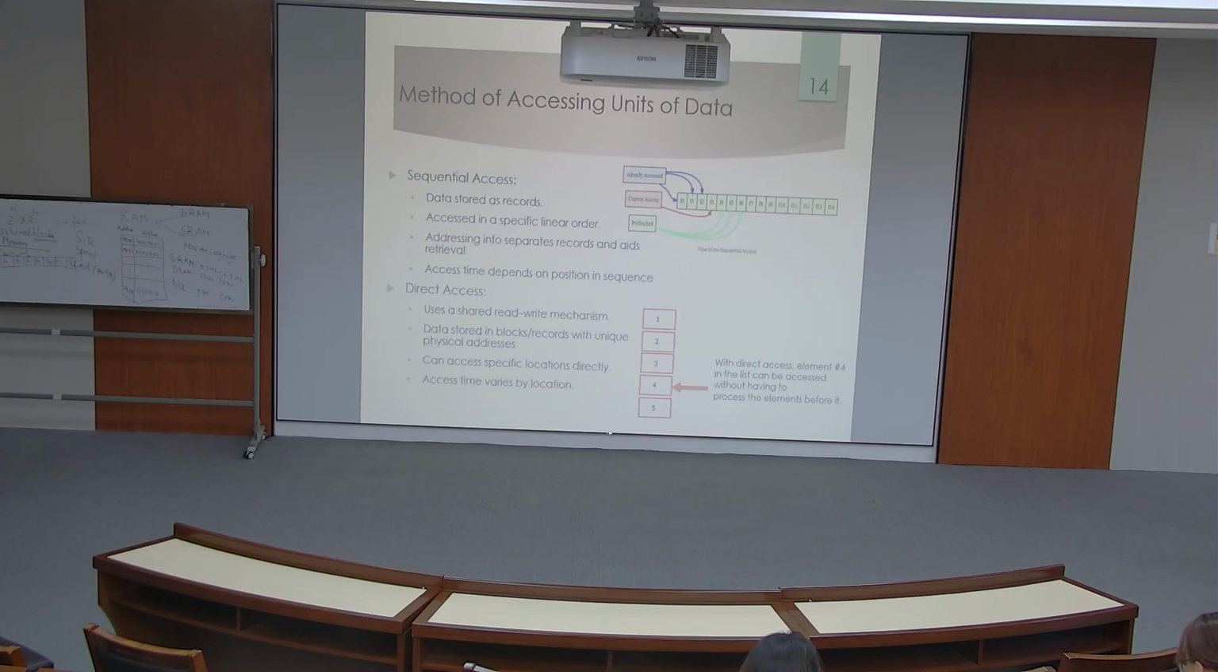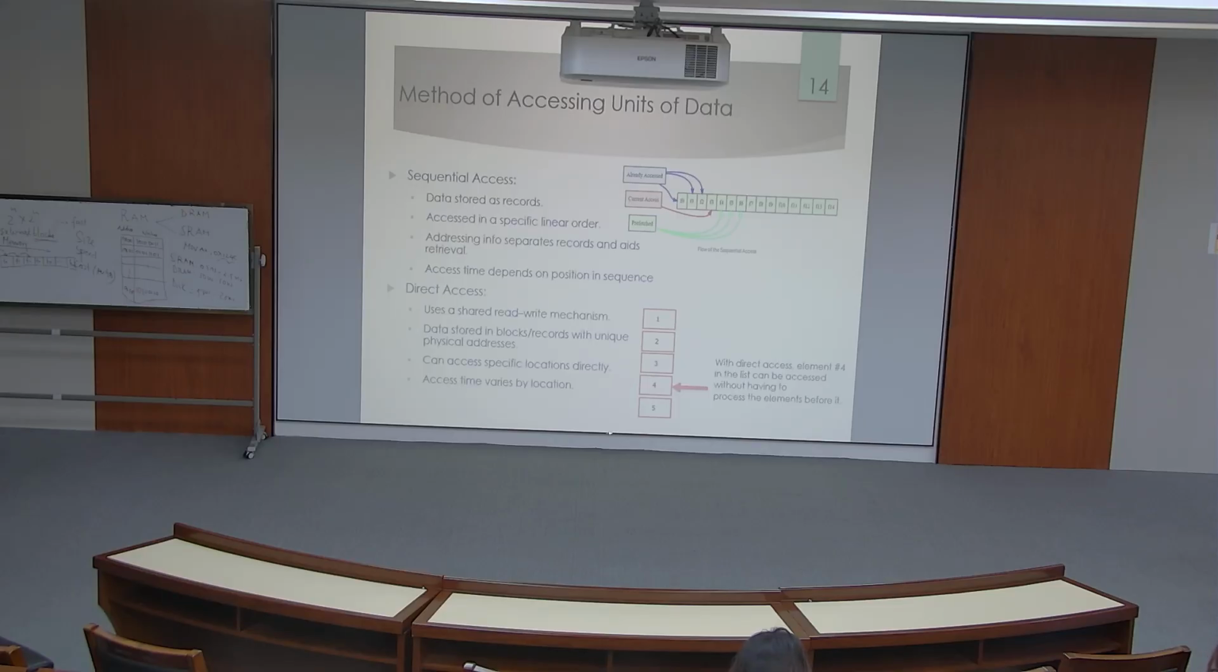So we talked about sequential access, where data is stored as a record and the access is done in a specific order, in a specific sequence. There is no way you can access, for example, the data stored at a memory location before you get access to the previous memory location. So we have to get access to the data one after another in a specific sequence.